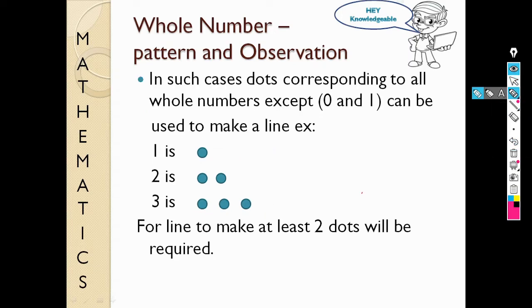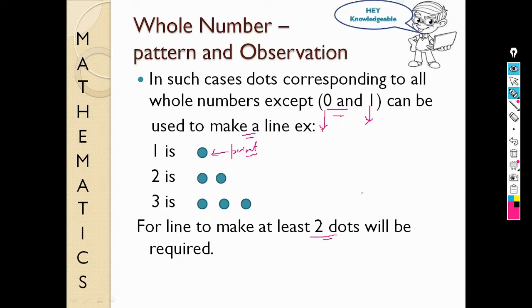So now coming to the first observation. In such cases, dots corresponding to all whole numbers except 0 and 1 can be used to make a line. If you see for 0, there is no dot, so it can't be used to make a line. For 1, there is a single dot and that represents a point. So for making a line, you need at least 2 dots.